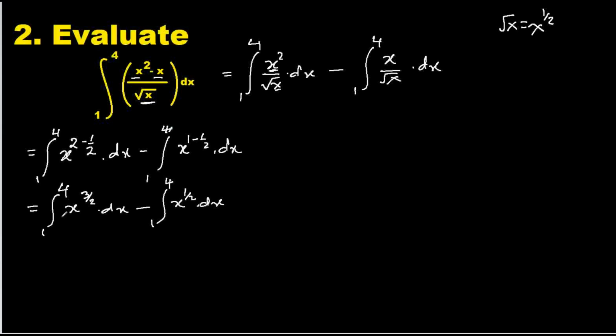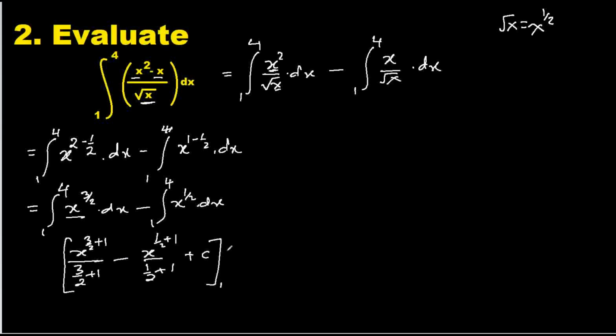Okay, so we will integrate them now one by one. This will be integrated as x to the power 3 over 2 plus 1, over 3 over 2 plus 1, and minus this one will be x to the power half plus 1, over half plus 1, and plus c. Since we are integrating from 1 to 4, we write it like this. Alright, now we'll substitute the values 4 and 1 after simplifying this.